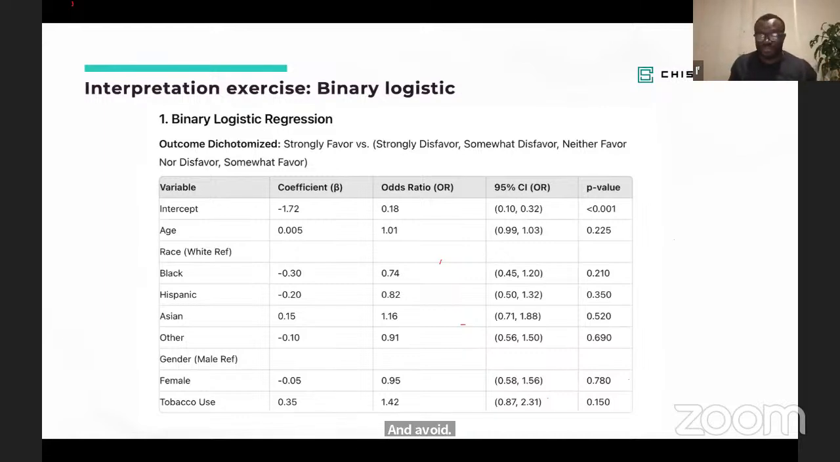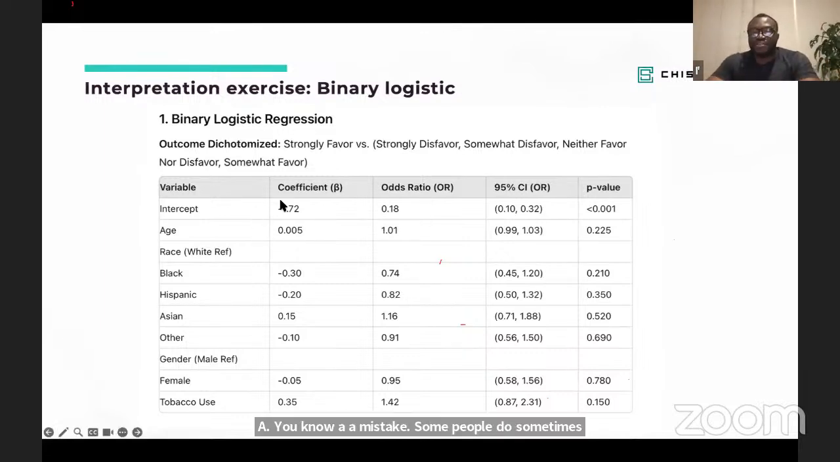mistake some people make sometimes. Sometimes young researchers mistakenly display the coefficients and misinterpret them as odds ratios, right? That's the reason I included this here. Oh, by the way, these are all dummy hypothetical results. So please do not display the coefficients and misinterpret them as odds ratios. It's okay to display them if you want, but you must interpret them as log odds.